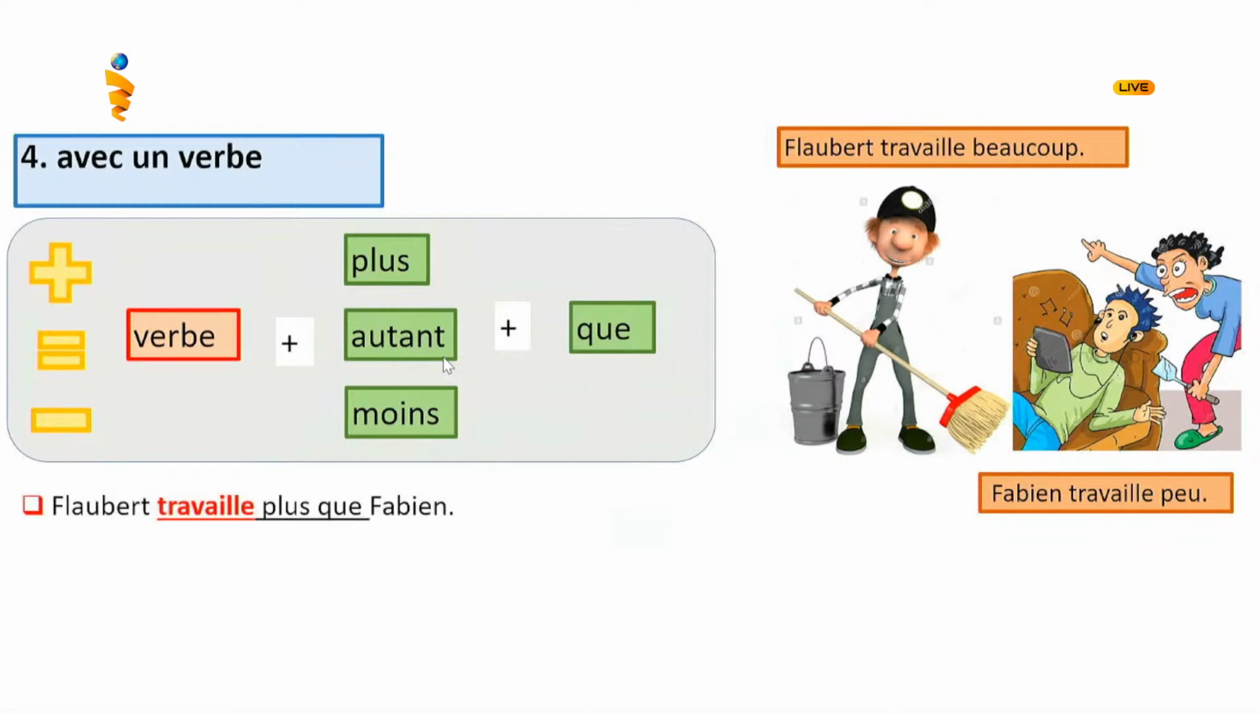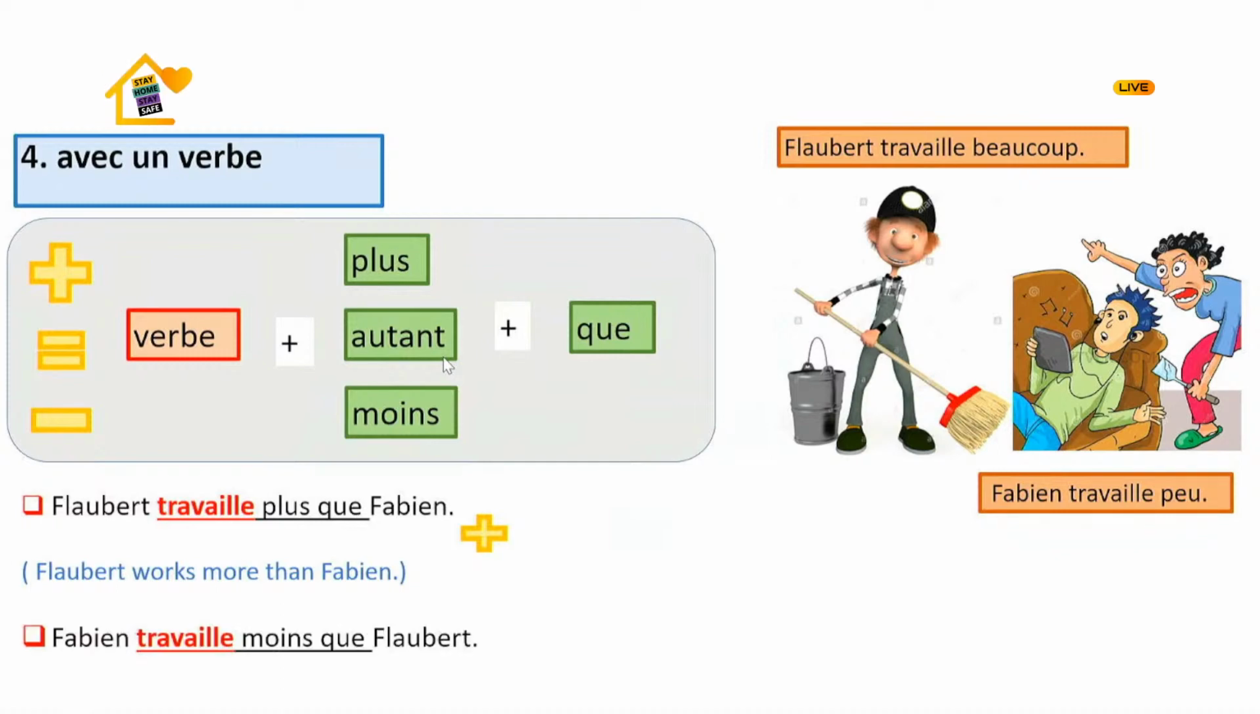Flaubert travaille plus que Fabien. Flaubert works more than Fabien. Fabien travaille moins que Flaubert. So that means Fabien works less than Flaubert. So there we are comparing with verbs.